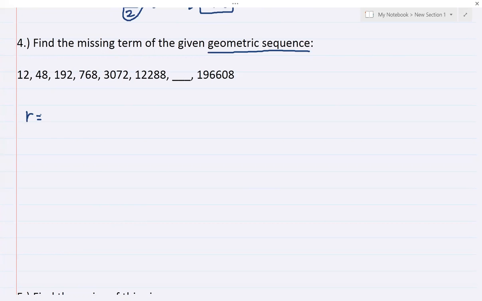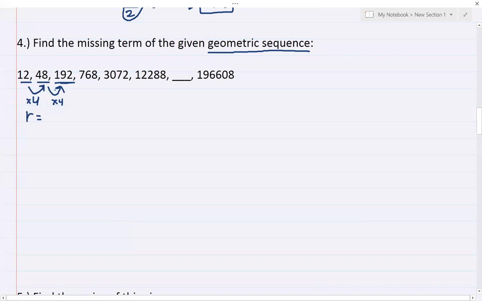So how do we know your ratio? All you need to do is observe the sequence. 12 and 48. How did we get 48 if the previous term is 12? It's simple. You multiply 12 by 4. So 12 times 4 is 48. Now, how about 192? If the previous term is 48, how did we get 192? We multiplied 48 by 4. 48 times 4 is 192.